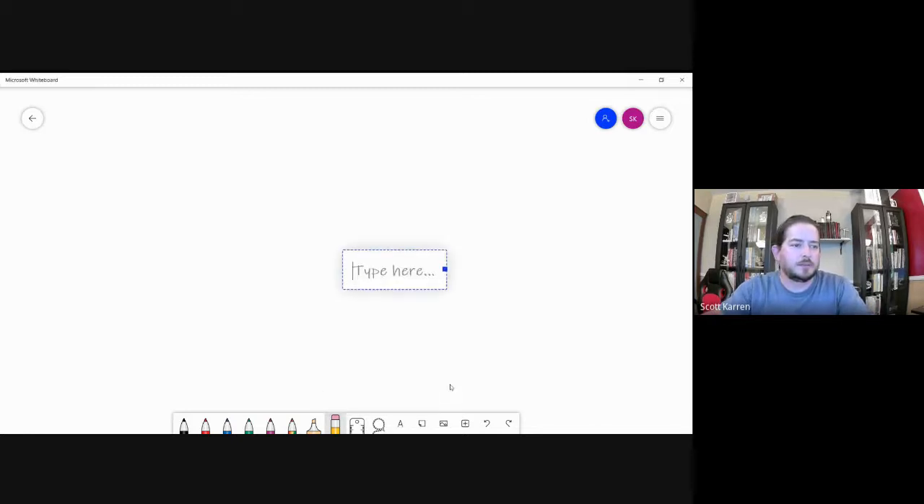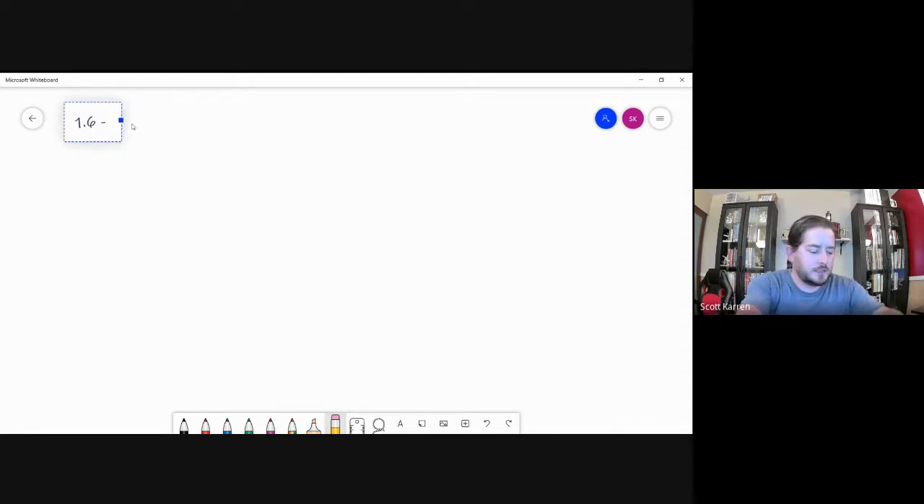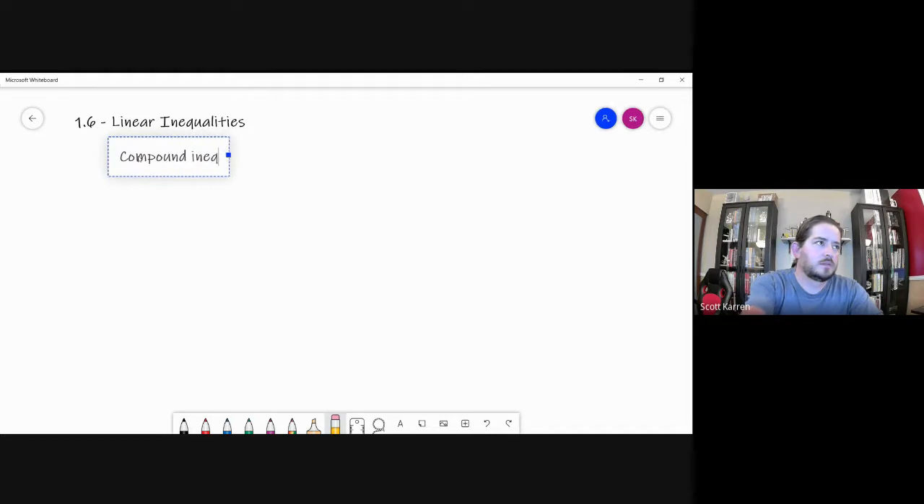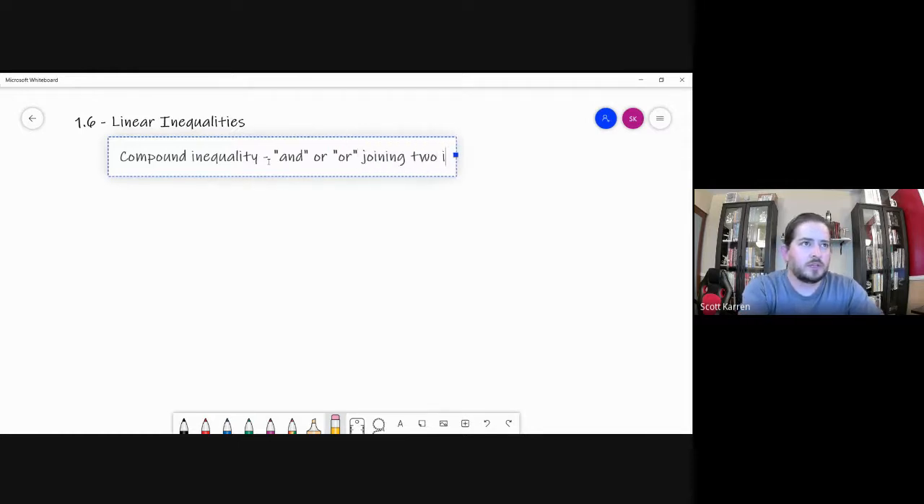1.6, and this is linear inequalities. So a compound inequality is an inequality that is, well, it's two inequalities that are joined by and or. So we'd say and or joining two inequalities.